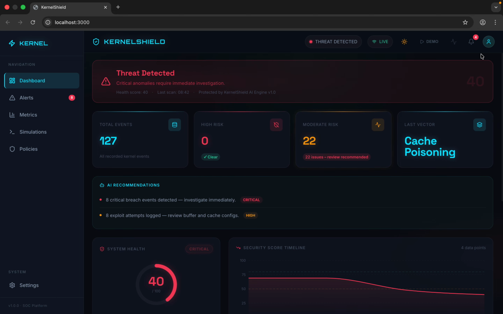So that's KernelShield, real-time OS vulnerability detection with 91% accuracy, sub-second response times, and comprehensive risk assessment and actionable recommendations. We detect buffer overflows, trapdoor attacks, and cache poisoning. We log everything. We assess risk, and we tell you exactly what to do. All built with open source technologies, FastAPI, React, and SQLite. No expensive licenses, completely transparent, so you can see exactly how it works. Whether you're learning about OS security, researching detection algorithms, or building production-level monitoring systems, this framework gives you the foundation to learn.